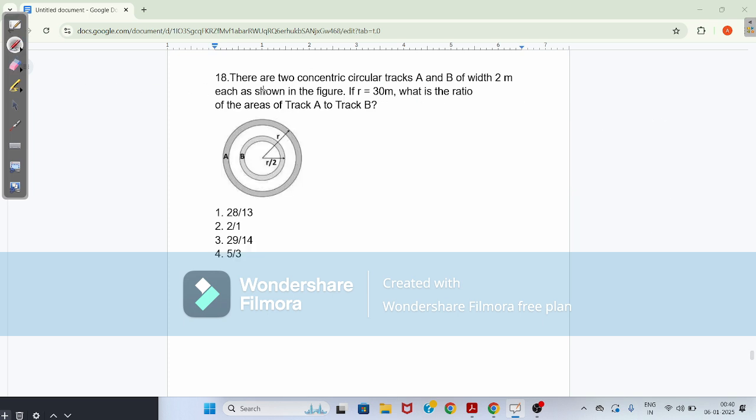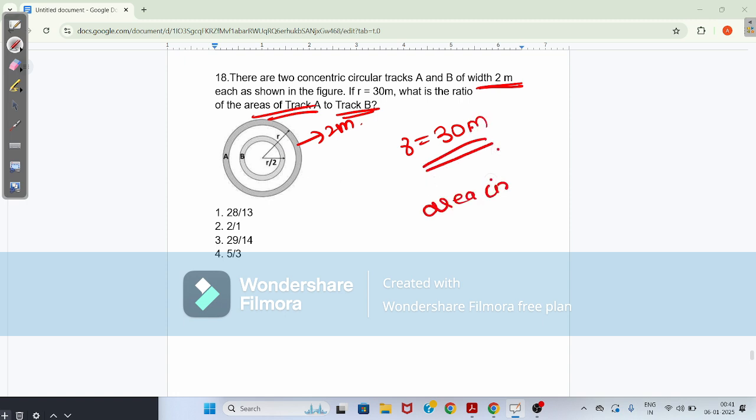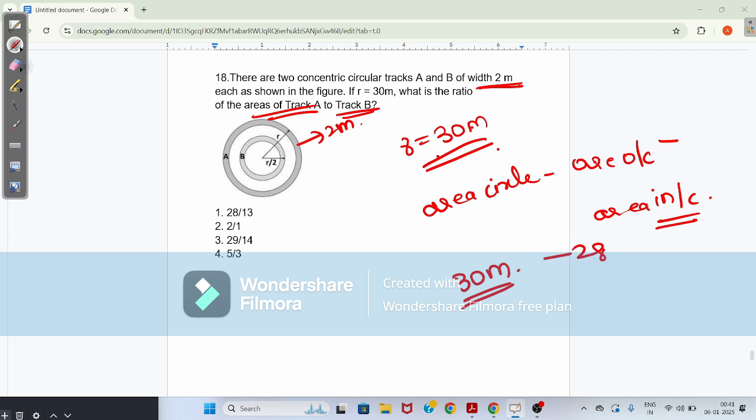Now here there are two concentric circles A and B with a width of 2 meters here. So this has a width of 2 meters. We have to find the area of track A and track B. What is the radius given here? It is 30 meters. Now the area of the track is the area of the outer circle minus the area of the inner circle. So here the outer circle radius is 30 meters, and the width is 2 meters, minus means 28 meters here.